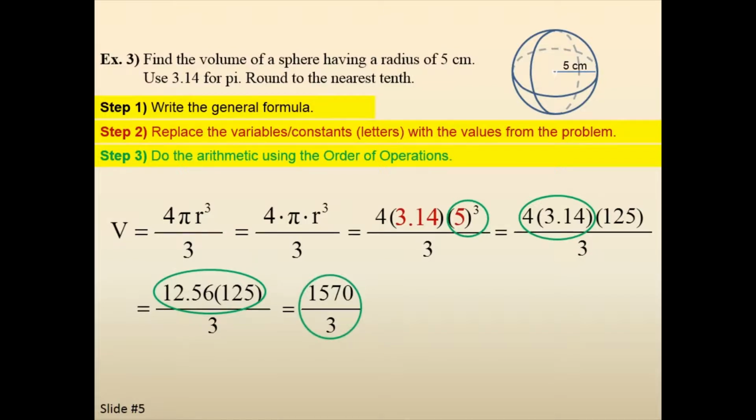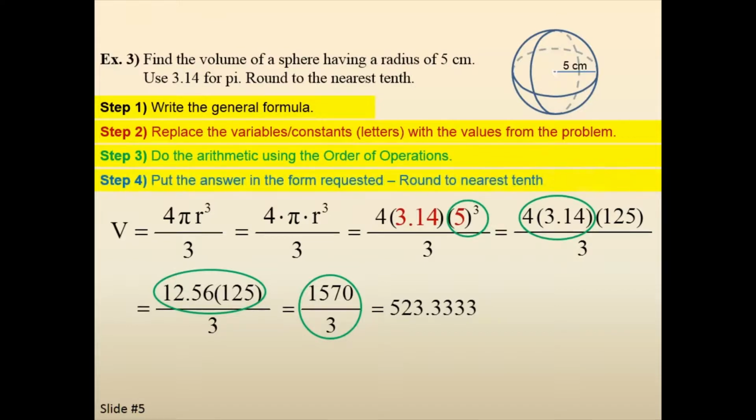It comes out to be 523.33333333. Put the answer in the requested form, round to the nearest tenth. Nothing changes because 3 is less than 5. So it's 523.3. We're talking volume, so it's centimeters cubed.